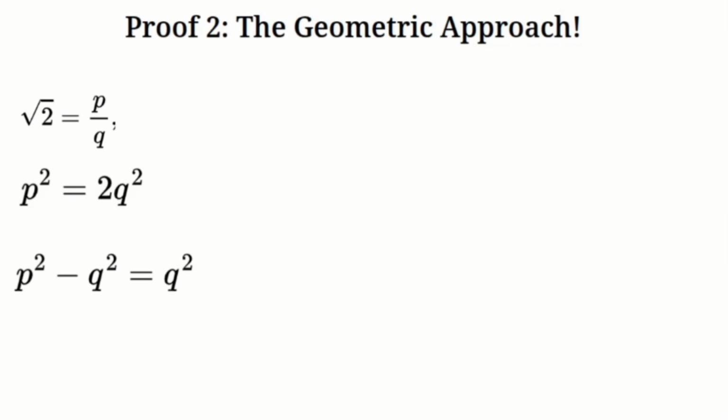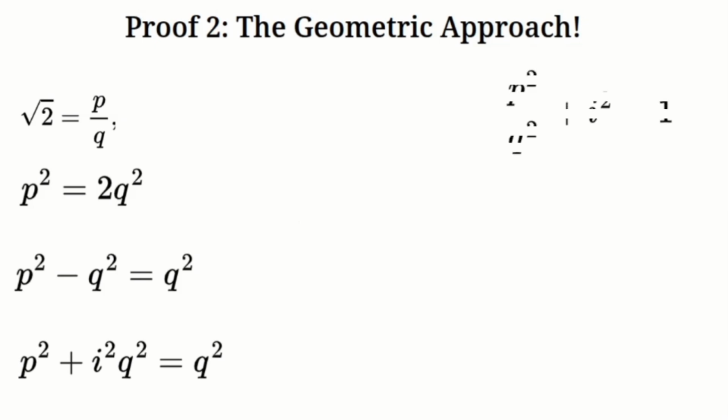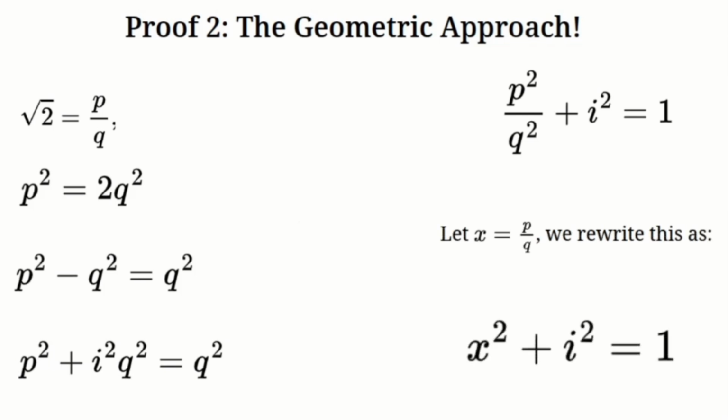If we rewrite this equation, we get p squared plus i squared times q squared equals q squared. Now dividing everything by q squared, we get p squared over q squared plus i squared equals 1. Since we define p squared over q squared as x squared, we can rewrite it as x squared plus i squared equals 1. Now let's step away from the algebra for a moment and look at what this equation means geometrically.